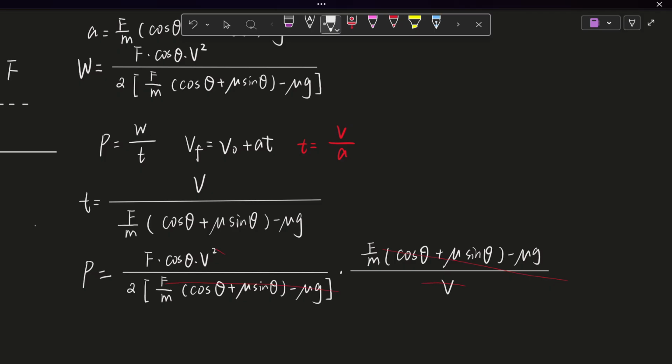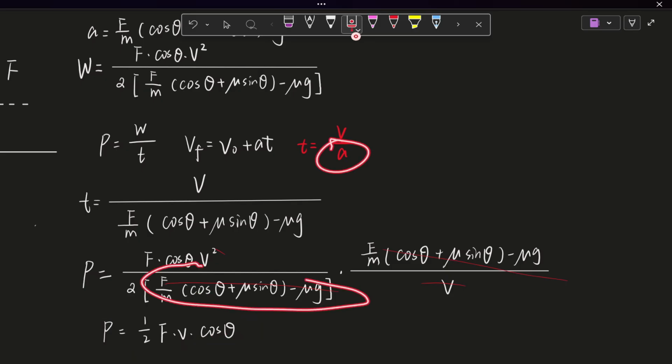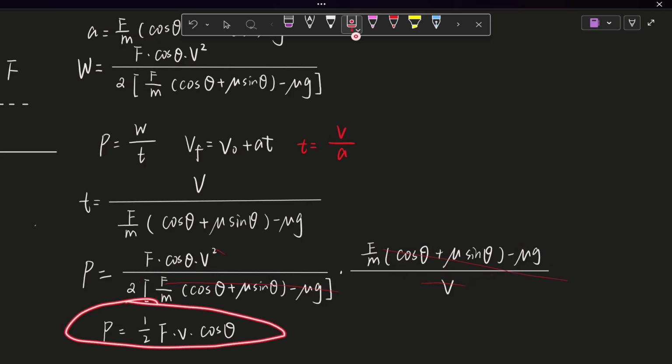P is equal to half F times v times cosine theta. That's why I prefer calculating with letters first, because you will see that there's actually a lot of things you can cancel out. In this question, we can see that the power actually has nothing to do with the acceleration because we completely cancel out the acceleration over here. And finally, it gives us a very simple answer. P is equal to half F times v times cosine theta.